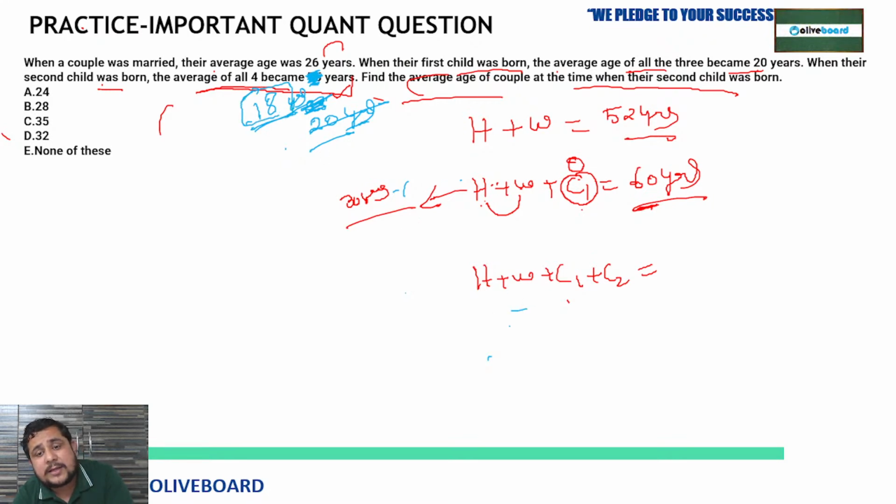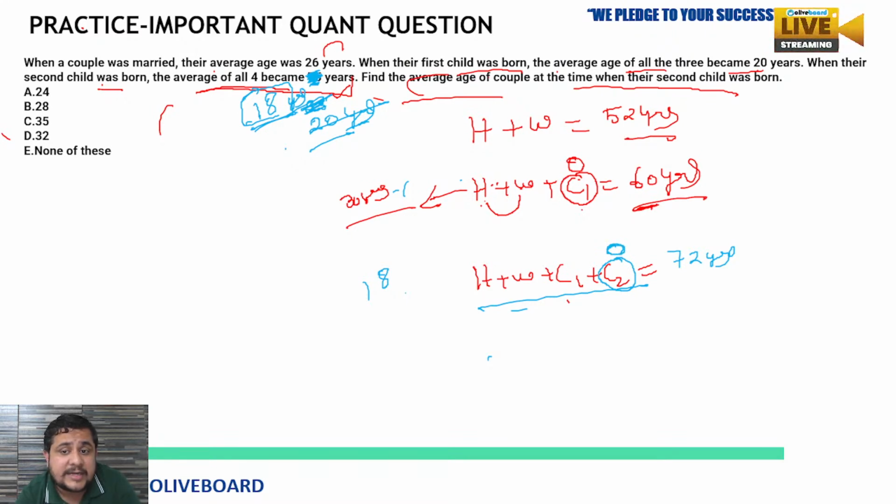So now if their average age was 18 years, then 18 multiplied by 4 means 72 years was the sum. But during this period, this child's age was what? 0 years. Second child's age. Now the first child's age would be what? If you see that during the birth of the first child, their sum was 60 years, right? Now this 60 to 72, how many years? 12 years. So the total is 12 years.